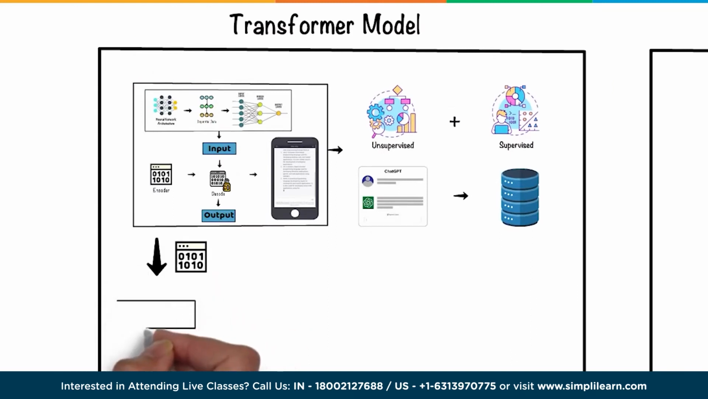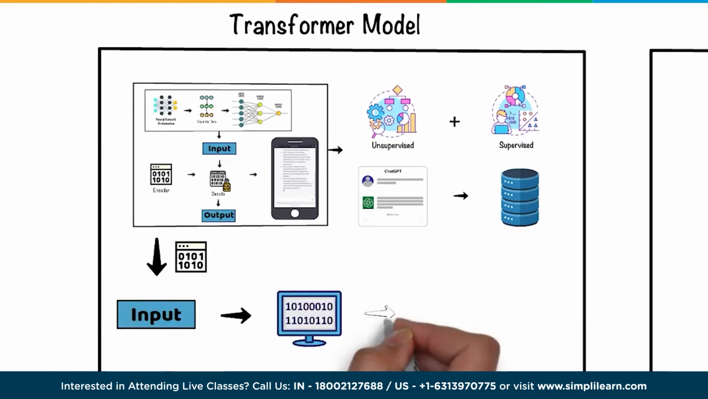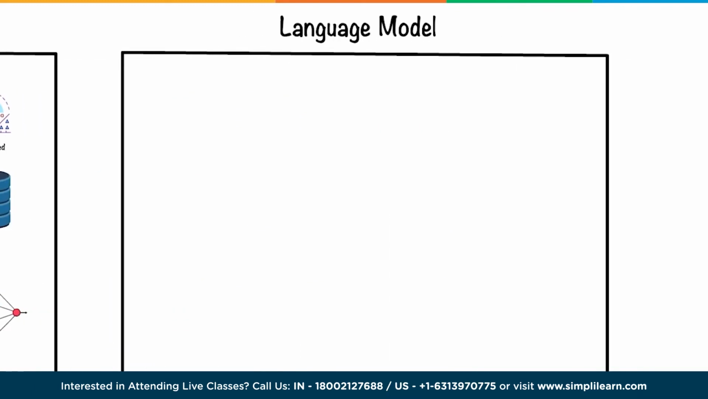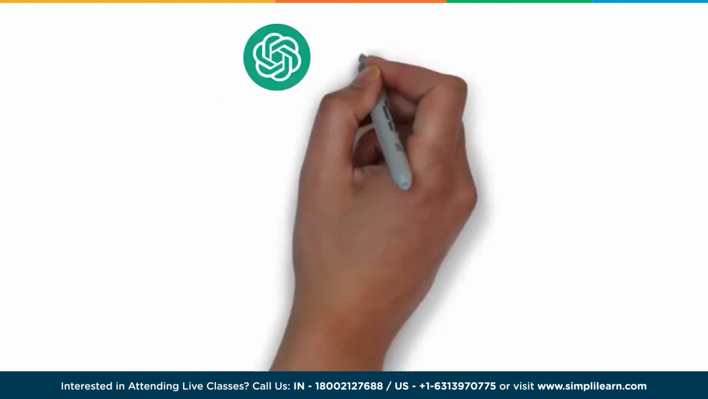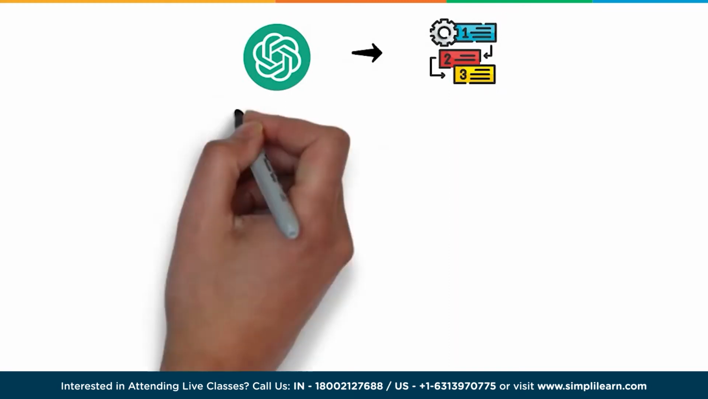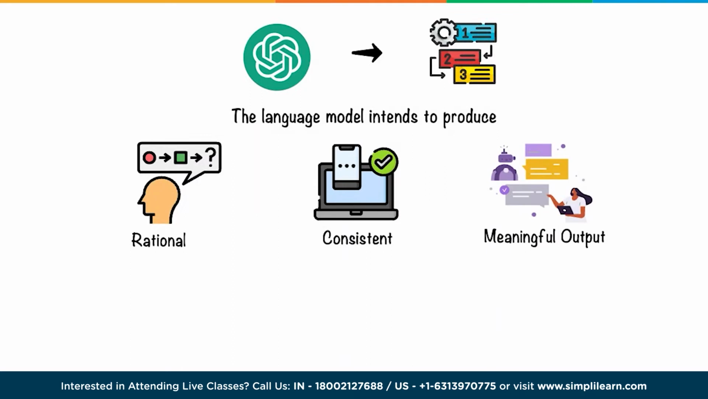The model first encodes the input text, then converts it to a numerical representation, which can be processed by the model's neural network. This encoding is done using the embedding layer that maps the words. Then comes the language model. ChatGPT is trained as a language model, trained to predict the next word in a sequence given the previous words. The language model intends to produce rational, consistent, and meaningful output.